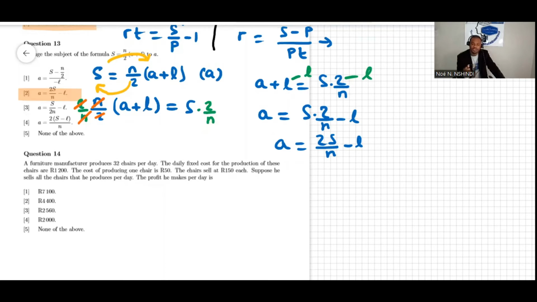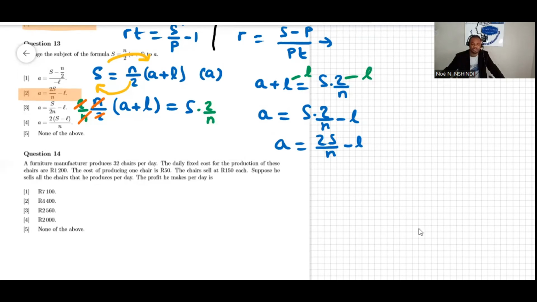The daily fixed cost for the production of these chairs is 1,200. The cost of producing one chair is 50 rand. The chairs sell at 150 rand each. Suppose he sells all the chairs that he produces per day. The profit he makes per day is given here.